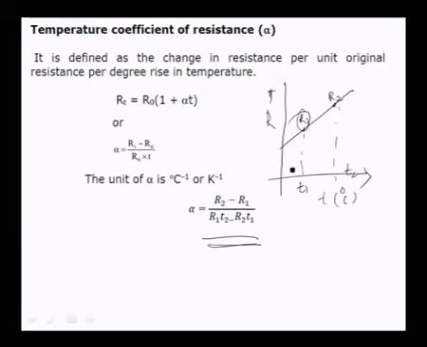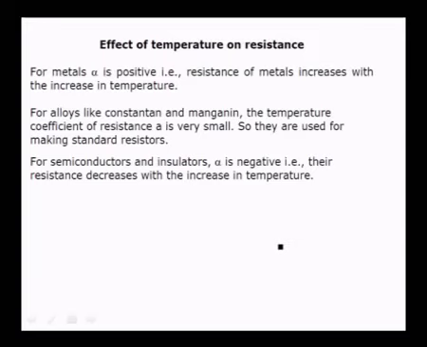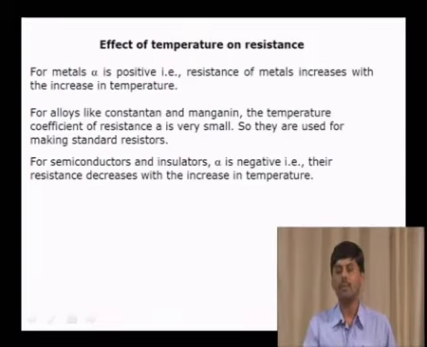See, this is the lower value of the resistance, this is the higher value of the resistance, because here temperature is more, then resistance is also more. By using this, we can calculate the alpha value. Effect of temperature on the resistor, effect of temperature on resistance.